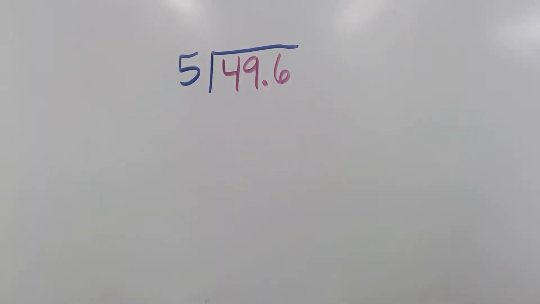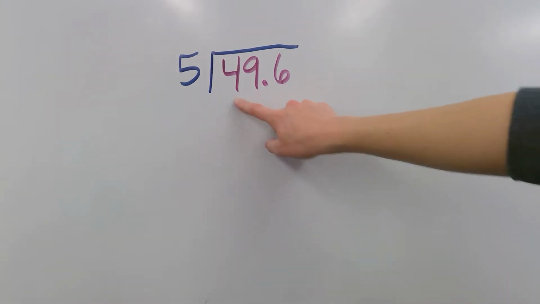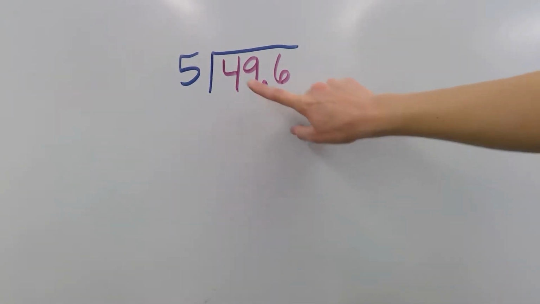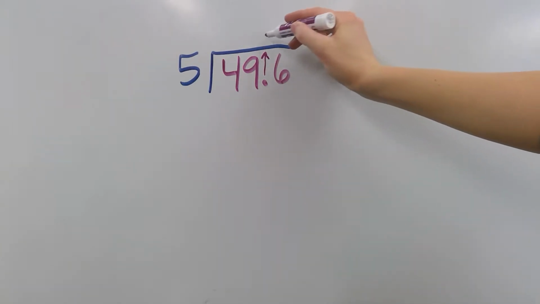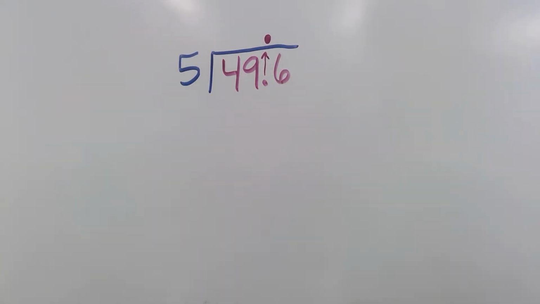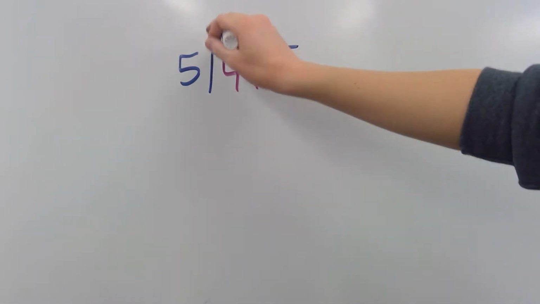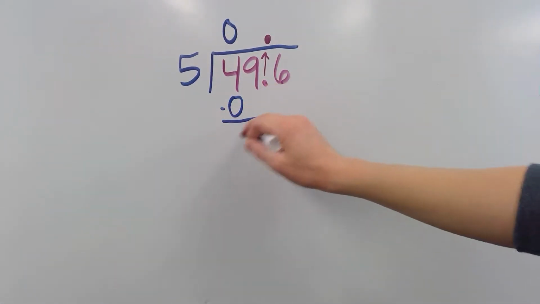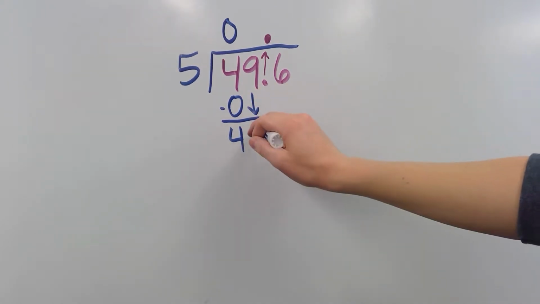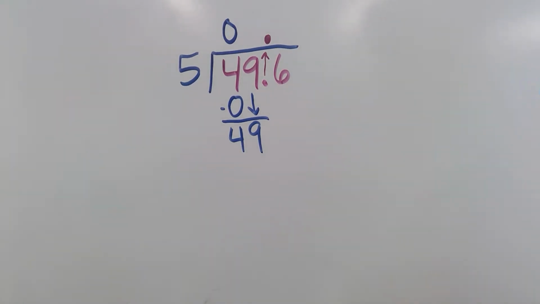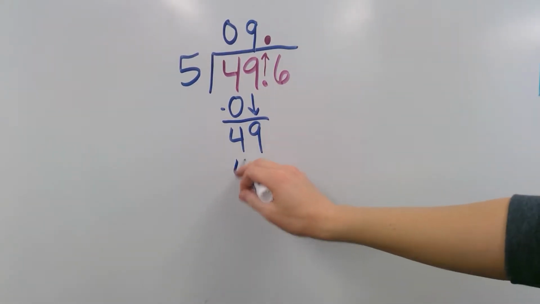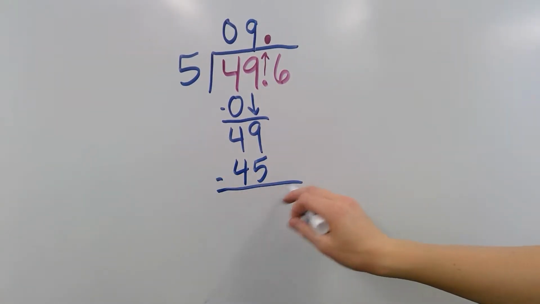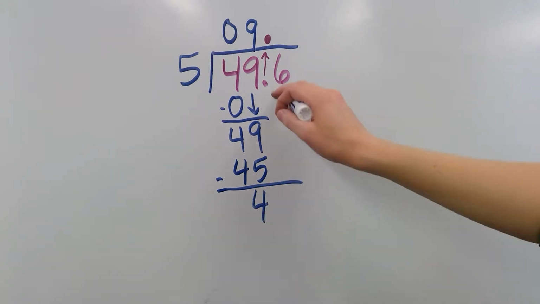So let's look at this problem. I only have a decimal in my dividend, nothing in my divisor. So I get to just bring that decimal straight up into my quotient. And I'm just going to divide like I normally do. How many times does 5 go into 4? 0. I get 4. Bring down the 9. How many times does 5 go into 49? 9 times, which is 45. Subtract and I get 4.